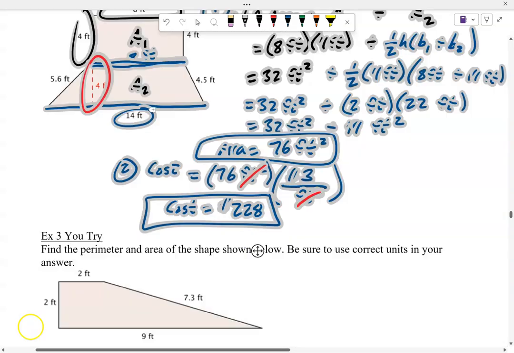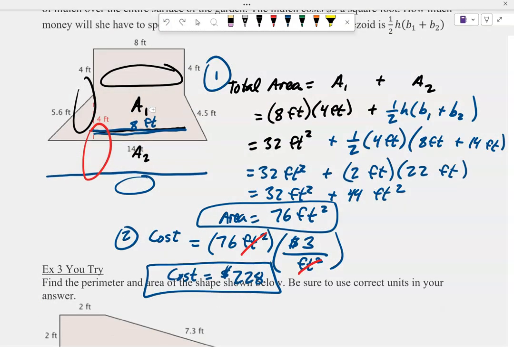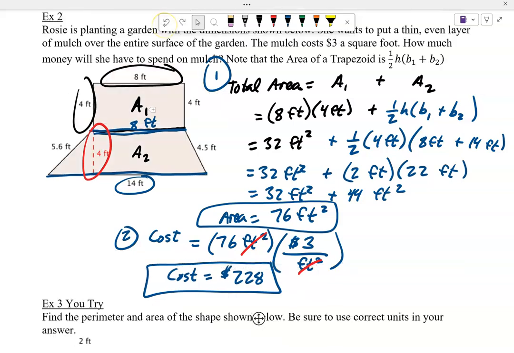All right, this next one's a you try it problem. So go ahead and try this next one. Whoops, I keep moving now. That's not supposed to move on me.